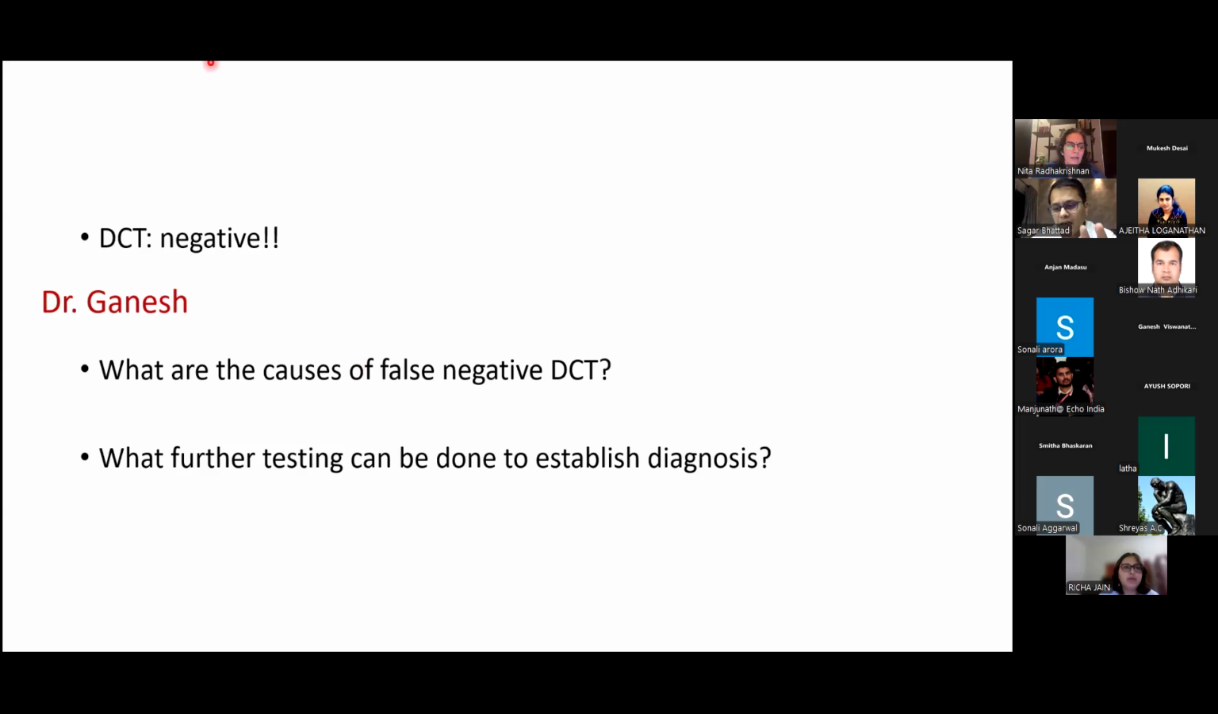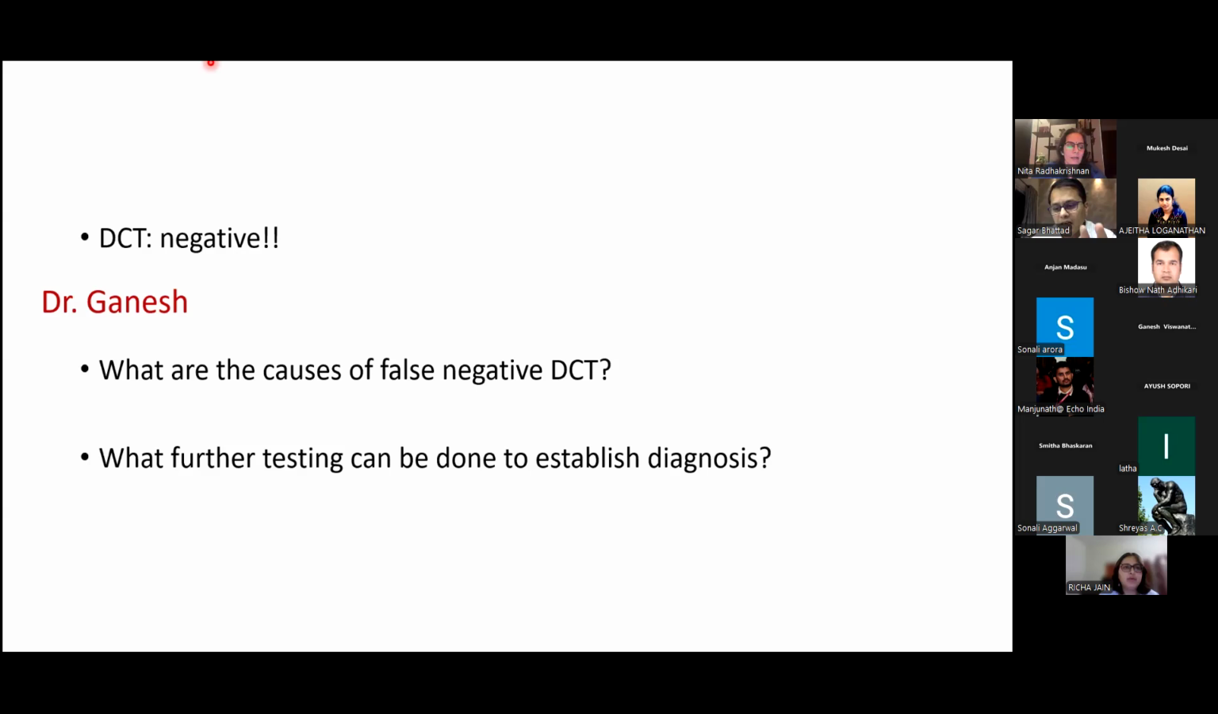So there can be a few causes for a false negative DCT. Importantly, we need to differentiate between pre-analytical and technical causes of false negative DCT or DAT. Improper sample collection, stored samples, and delayed transportation, and improper use of anticoagulant can all be causes of pre-analytical errors. And also in the technical part, we see to it that there should be adequate washing, because unbound antibodies can bind to the Coombs reagent, and it can lead to false negative DCTs.